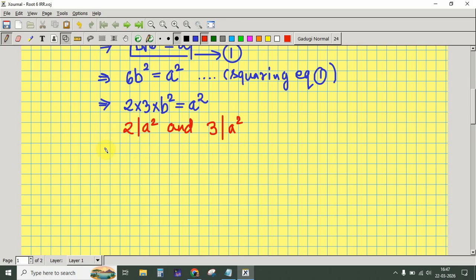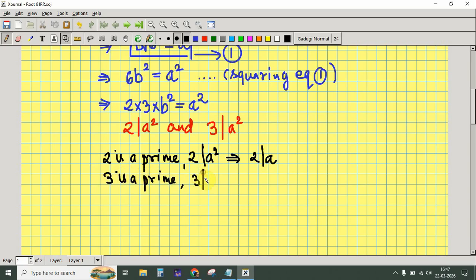Now observe that 2 is a prime. So I'm using that theorem mentioned in our NCERT: if p is a prime and p divides a square, then p divides a also. So 2 is a prime and 2 divides a square, which implies 2 will divide a. 3 is a prime. 3 also divides a square, which implies 3 will divide this single a.